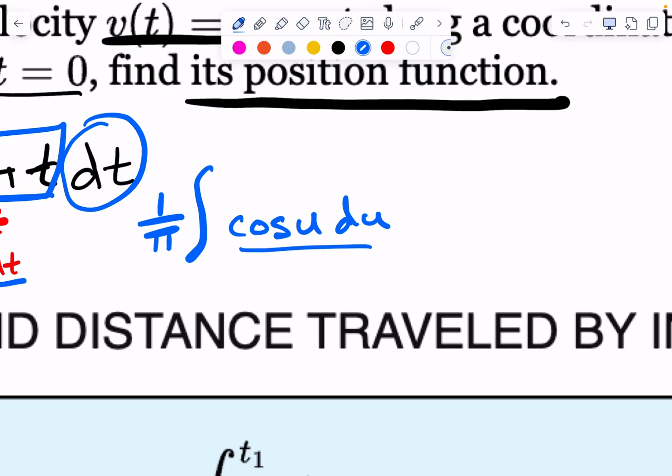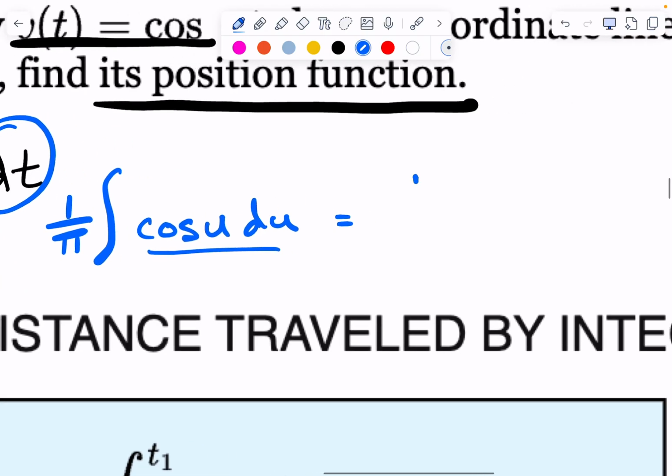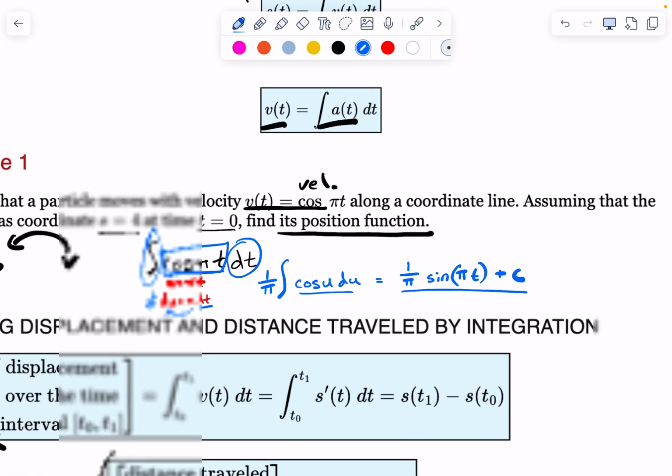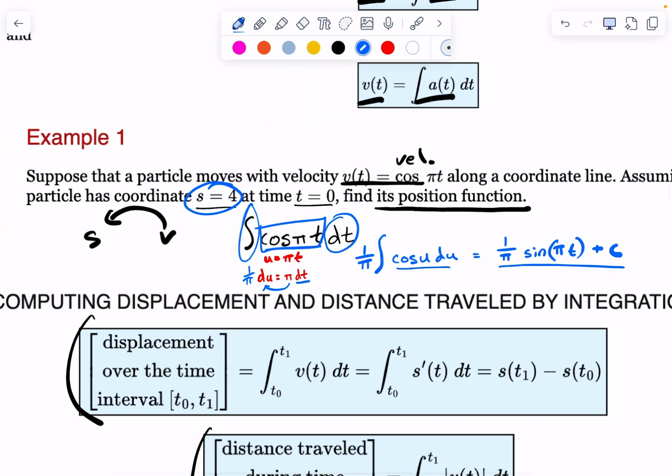What's the antiderivative of cosine? Is it negative sine? The derivative of sine is cosine, so the antiderivative of cosine is positive sine. So sine of u, and u is actually pi t, so I'm going to plug that back in there. I'm going to use parentheses. And then we have plus c, because we're not plugging any limits in. This is my function. All right, now, what do we use the s and the t for?